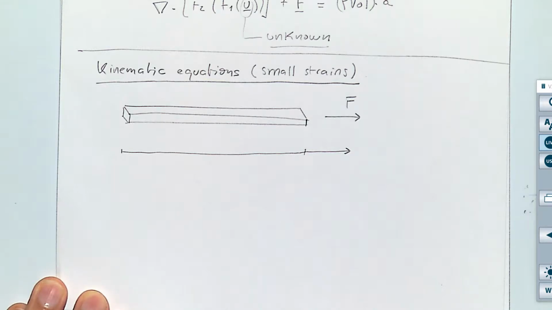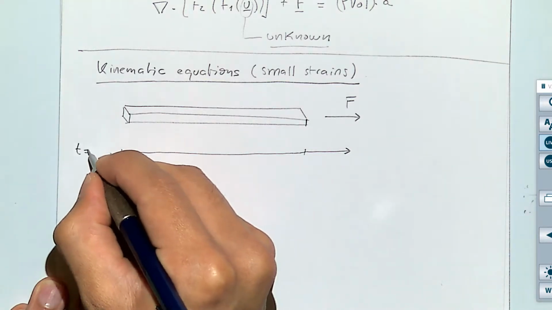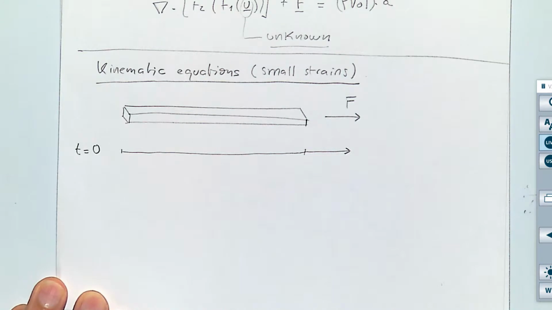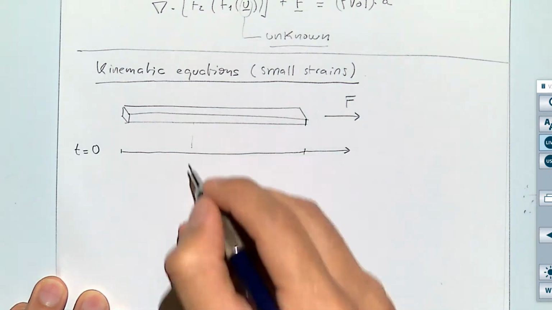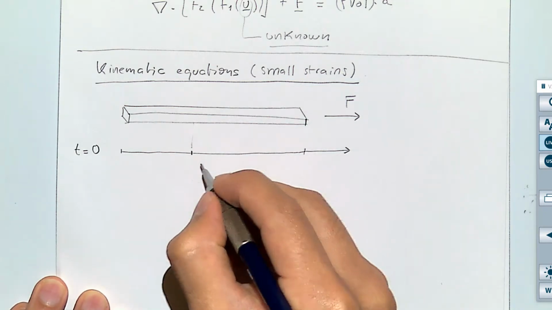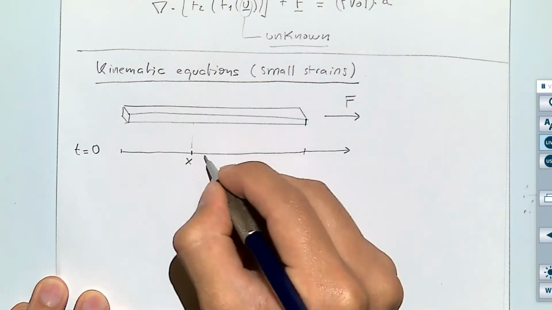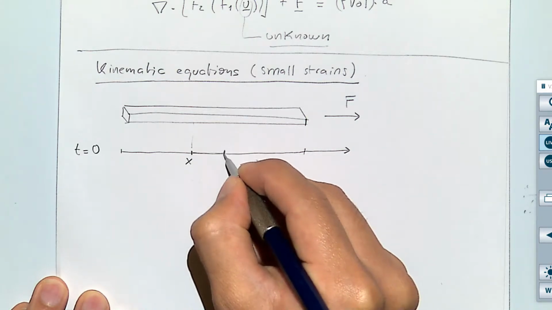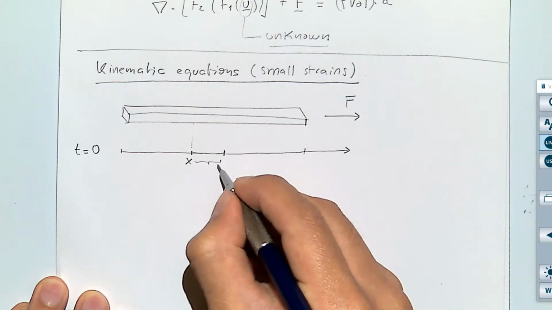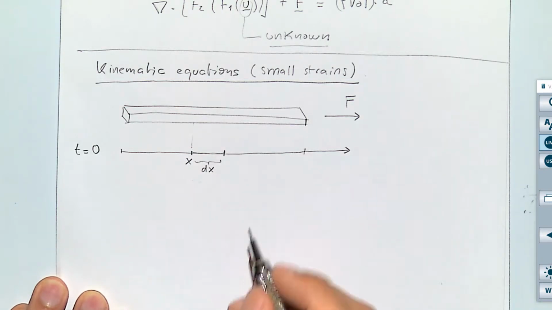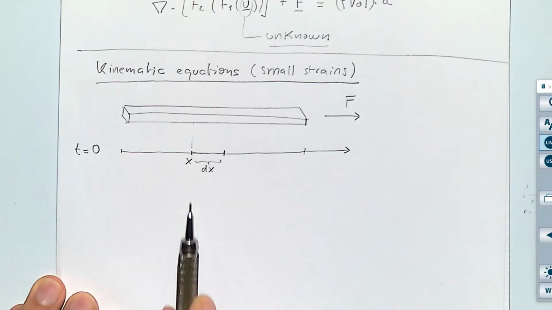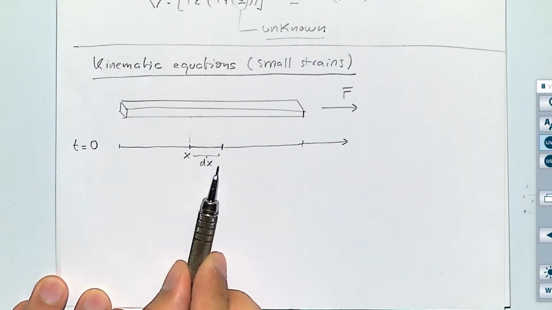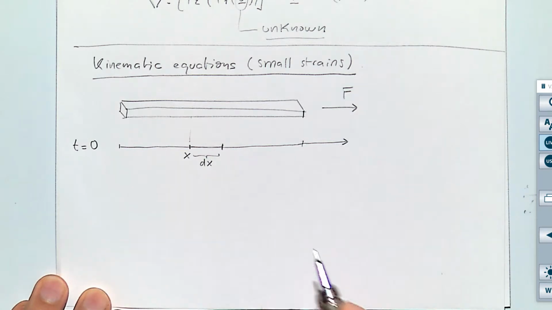Okay, so at the time t equal to 0, let's say that at some place in the bar I am at the position x, and in a segment of the bar over a distance dx I reach the other point, and we know where those are. The first point is at x, the second one is at x plus dx. You could also say that this is the origin and equal to 0.